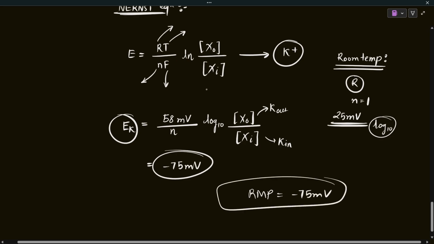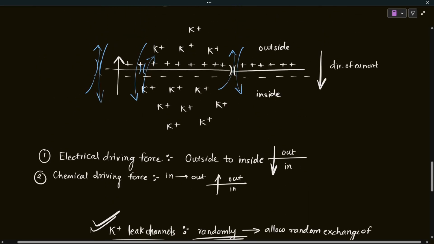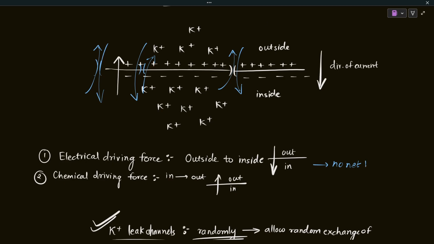The equilibrium potential for the potassium is reached due to the potassium leaky channels. They randomly open and allow the exchange of the potassium ions. So potassium ions will be exchanged, but you can see the electrical driving force and chemical driving force are exactly opposite. So there will be no net flow of potassium ions, which will maintain the overall negative charge.